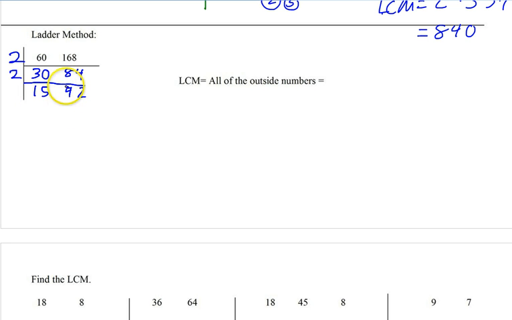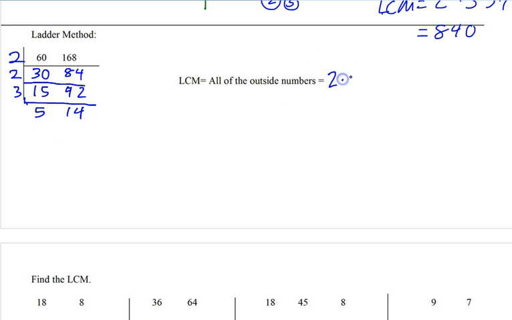Okay. And then we got to look, do they still have something in common? Well, remember the little trick, 1 plus 5 is 6. 4 plus 2 is 6. So since 6 is a multiple of 3, 3 is also a factor of it. So 3 times 5, and 3 times 14. And there we go. 5 and 14 have nothing left in common.